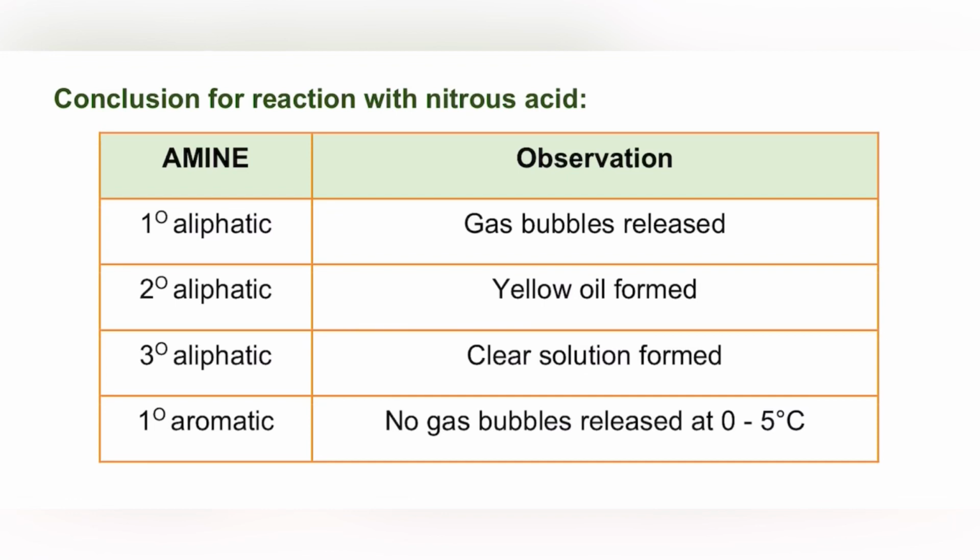So as a conclusion, apa yang awak perlu faham, untuk primary aliphatic dengan primary aromatic, kita lihat based on gas bubbles. Kalau primary aliphatic dia hasilkan nitrogen gas, tapi untuk primary aromatic dia tidak hasilkan nitrogen gas. And then untuk secondary aliphatic, dia menghasilkan nitrosoamine, iaitu yellow oil. Dan for tertiary aliphatic, dia hasilkan clear solution. This is observation that you have to understand for reaction of different classes of amine with nitrous acid.